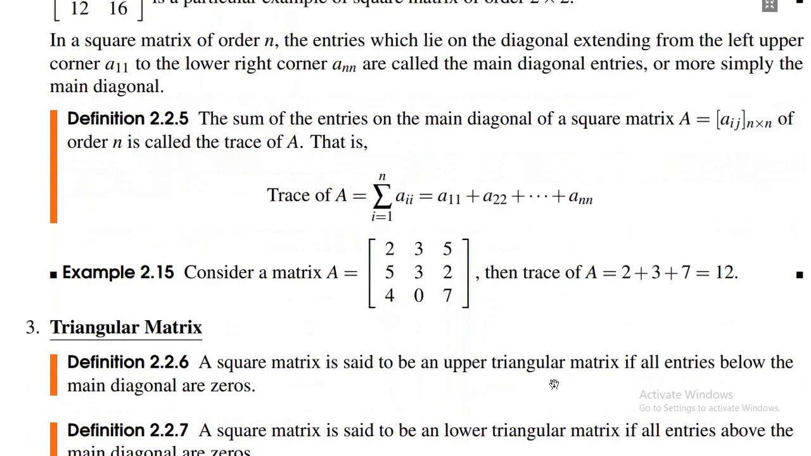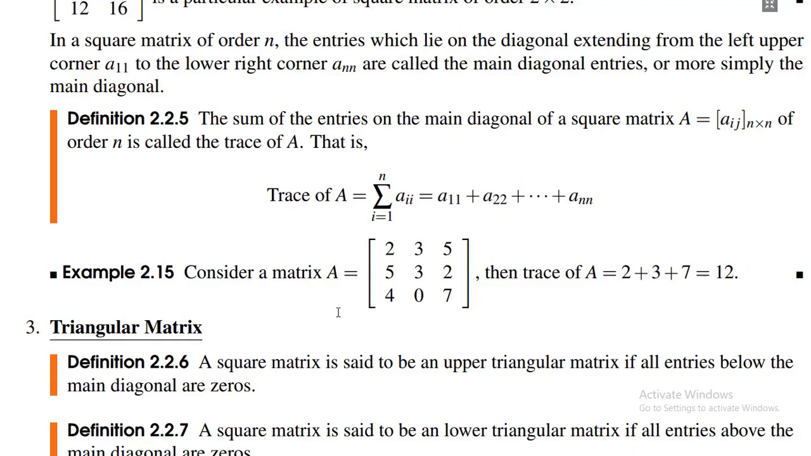For example, consider matrix A, which is 2, 3, 5, 5, 3, 2, 4, 0, 7. Now the trace of this matrix is 2 plus 3 plus 7. Therefore, the trace of matrix A is 12.